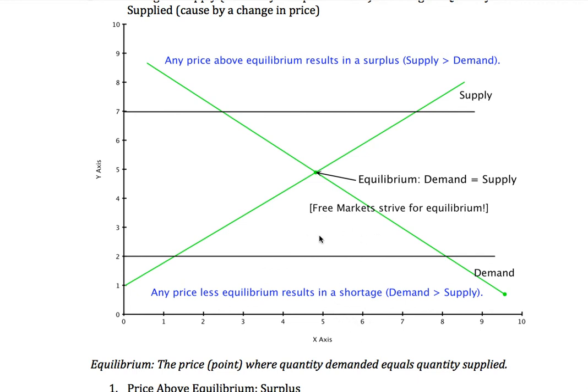So something will happen in a free market, in a market economy. Markets will always strive to get to equilibrium. If there's a surplus, they'll strive to get back. Well, how do we get back to equilibrium? It's going to have a price impact. We've got to get back to 5. Or if we have a shortage, how are we going to get back to equilibrium? We have to increase price.